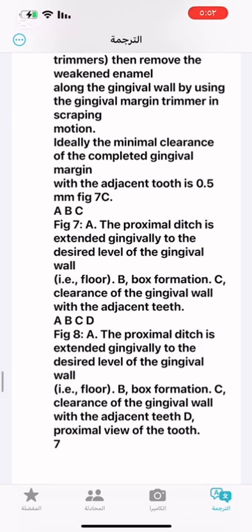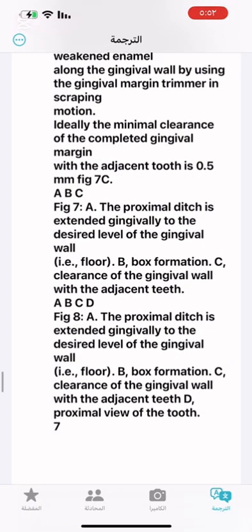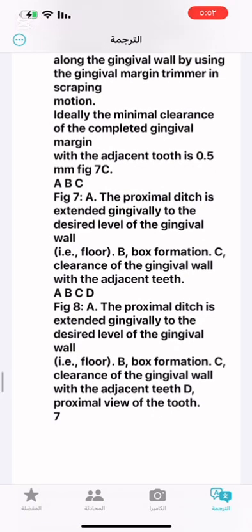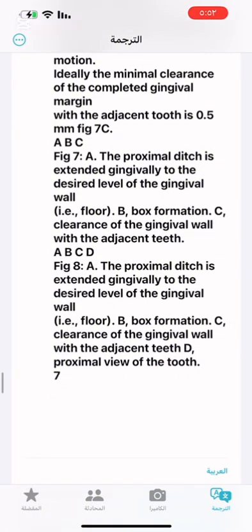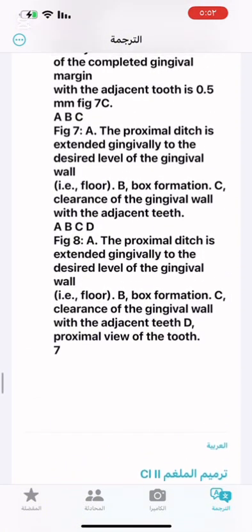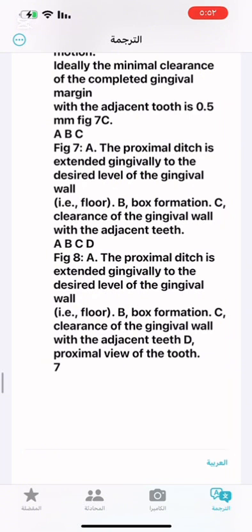Fig 7c. A, B, C. Fig 7a. The proximal ditch is extended gingivally to the desired level of the gingival wall, i.e. floor. B. Box formation. C. Clearance of the gingival wall with the adjacent teeth.